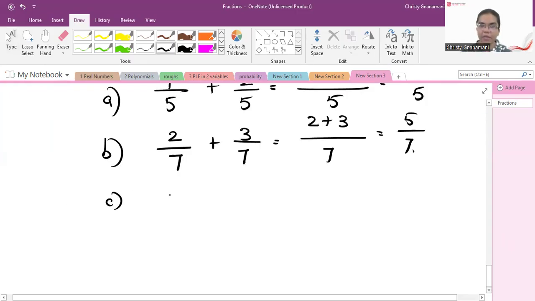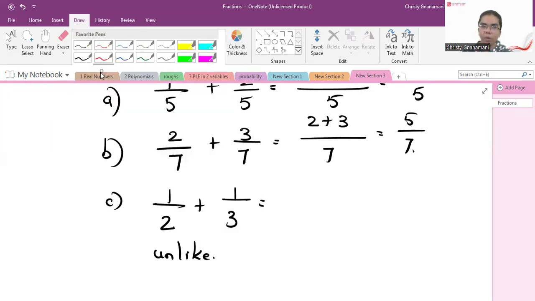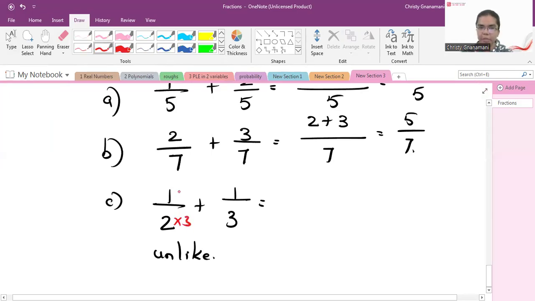Next one is unlike fractions. So 1/2 plus 1/3. These two are unlike fractions. So you cannot directly add them, but you have to find the LCM. So what is the LCM of 2 and 3? The LCM of 2 and 3 is 6, right? And then how will you convert the two fractions? 2 should be multiplied by 3. And you know that whatever you do to the denominator, you have to do to the numerator also, right? So when you multiply 2 by 3, you should also multiply 1 by 3. Similarly, in the second fraction, you're multiplying 3 by 2. So the numerator should also be multiplied by 2.